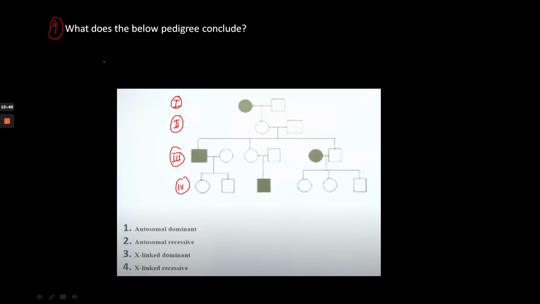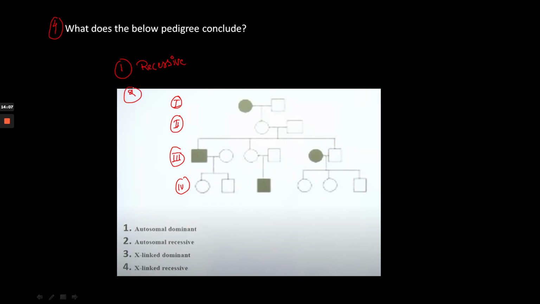In order to determine whether the pedigree is showing the dominant or the recessive condition, you should look for a sign of whether there is a skipping of generation or not. I can clearly see here that the second generation is not having any affected individual, right? So there is a skipping of generation, so it has to be your recessive condition. It has to be your recessive pedigree.